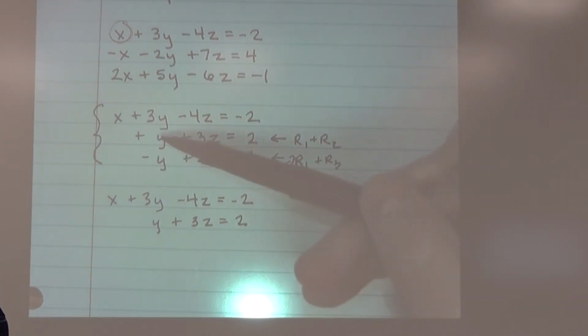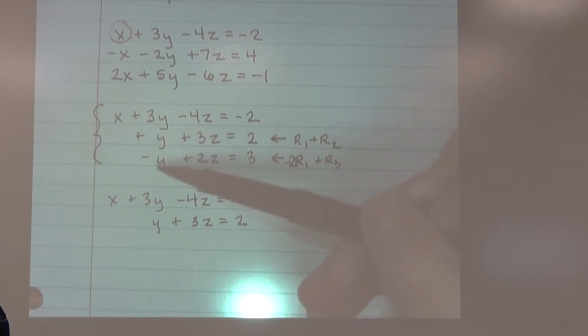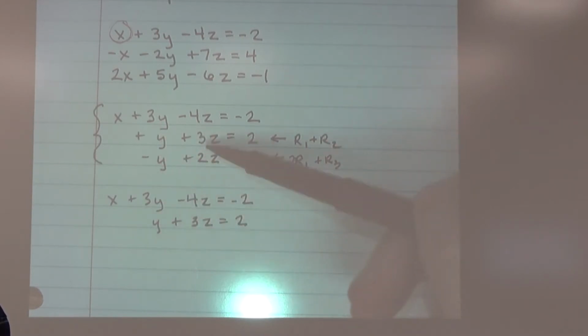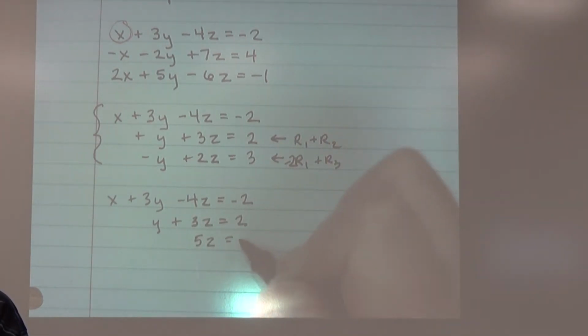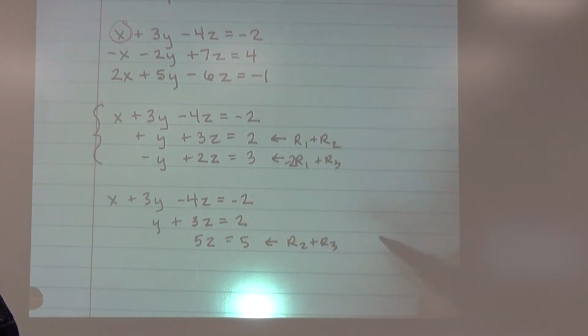Now the third equation, we want to eliminate the y below it. So let's just add row 2 to row 3. 0y's, 5z is equal to 5. Again, we're doing row operation number 3. We added row 2 to row 3.